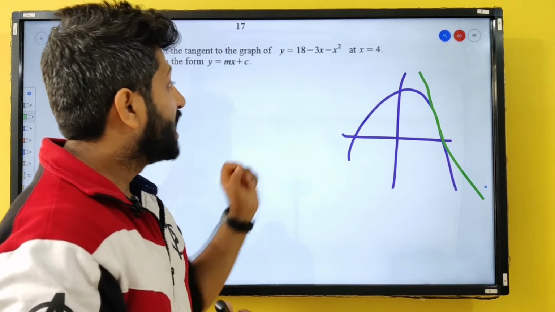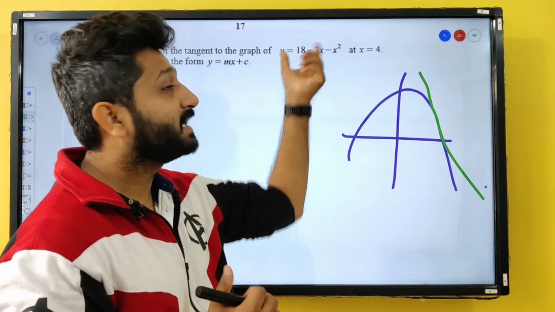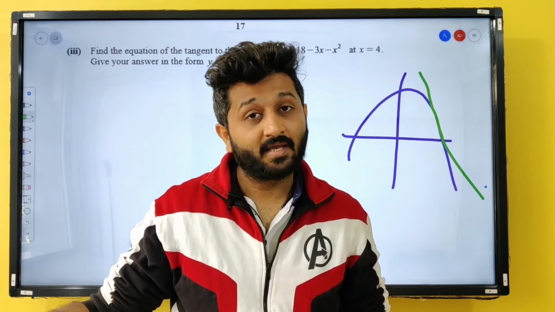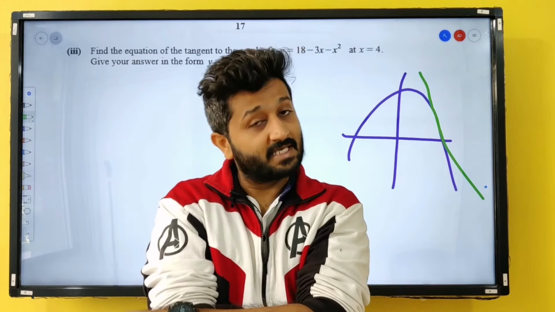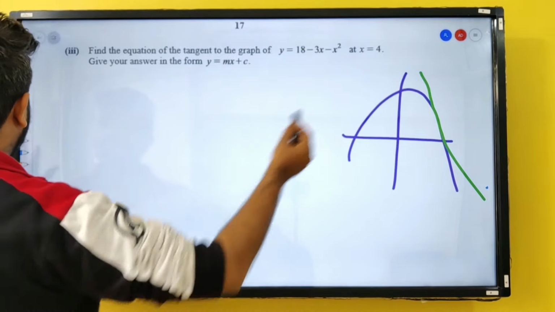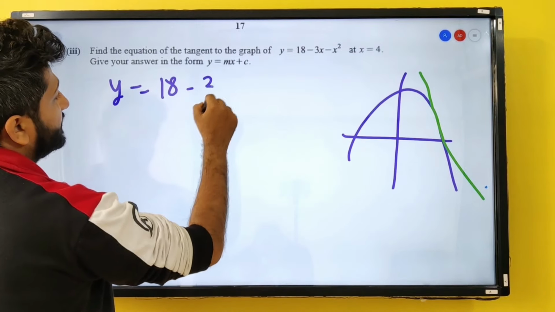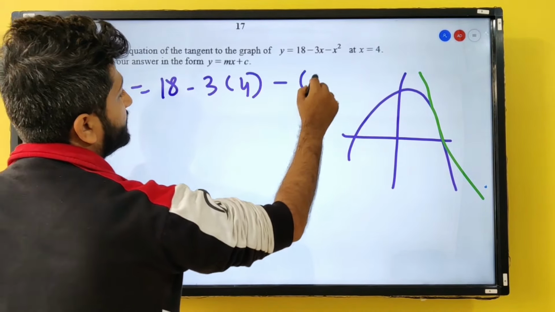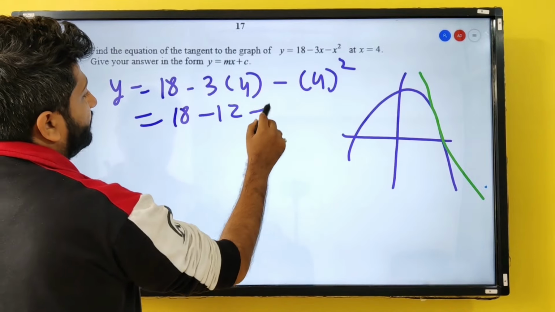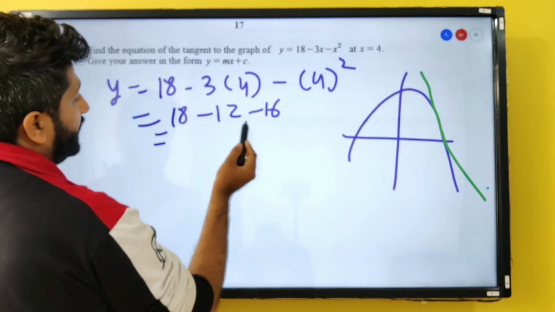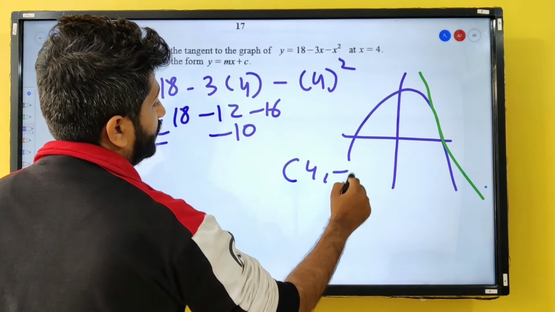Next is c. How do you find out c? c can be easily found out. If I substitute the value of x in the main equation, I will get my corresponding y. Substitute x and y in the equation of the gradient and you will get c. So first, let us find out y. y equals 18 minus 3 times 4 minus 4 squared. So 18 minus 12 minus 16. 18 minus 12 is 6, 6 minus 16 is minus 10. So the point is 4 comma minus 10.